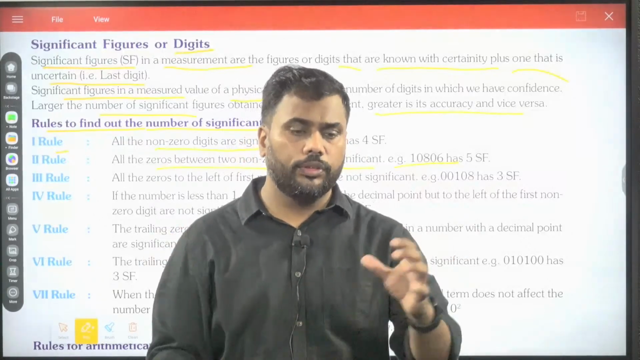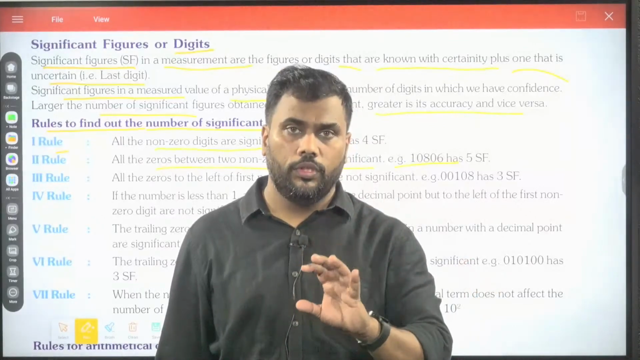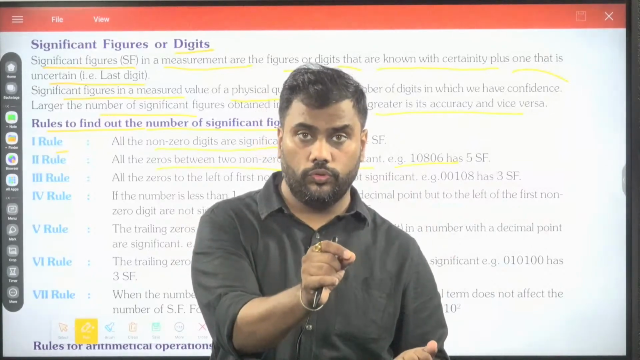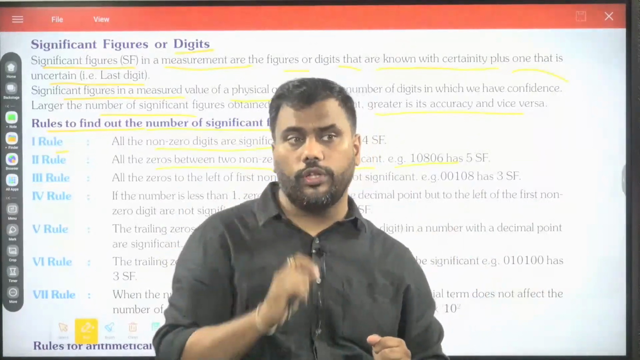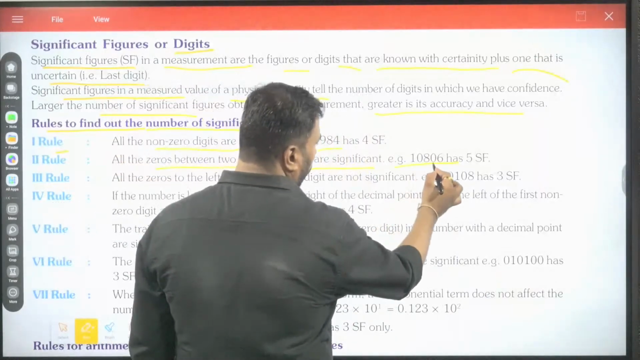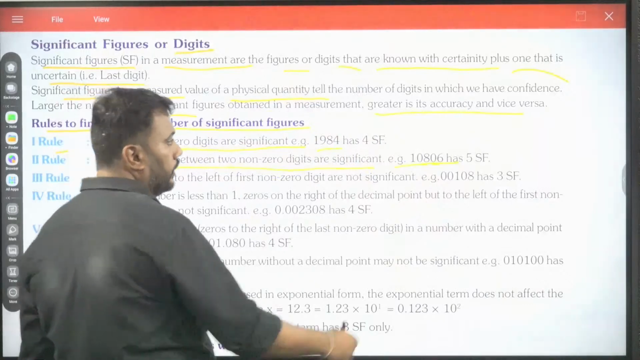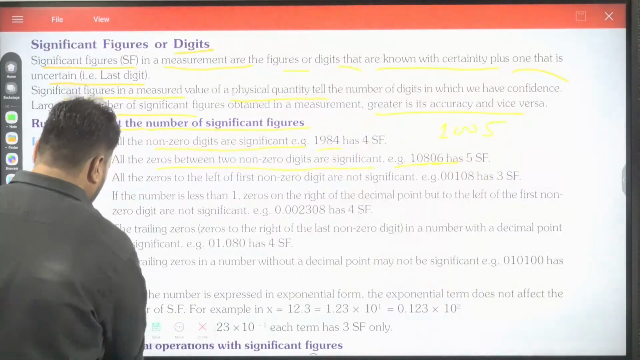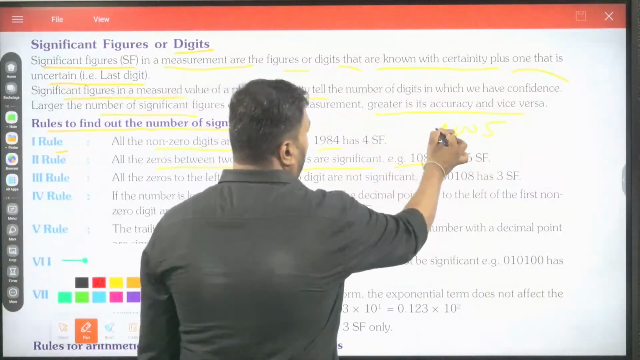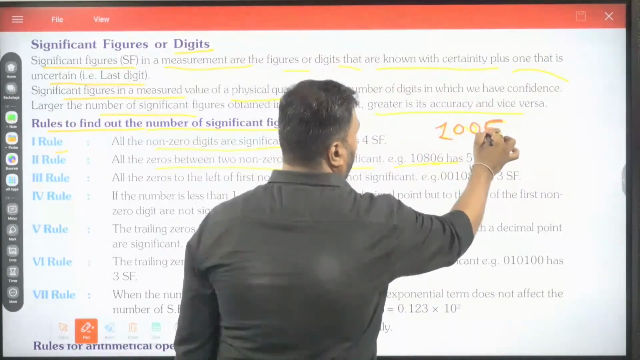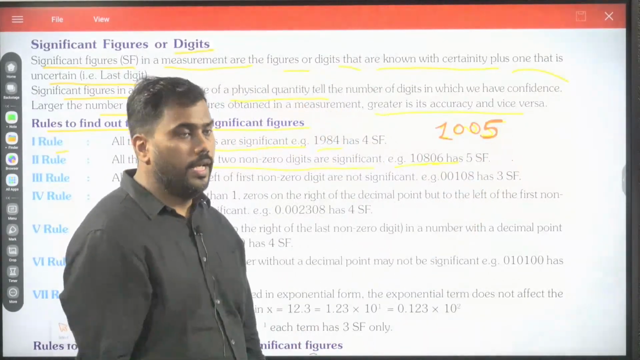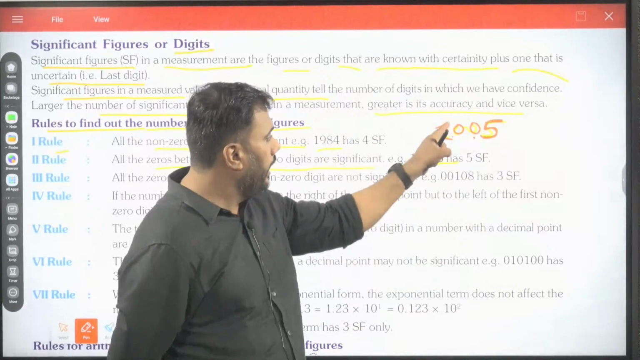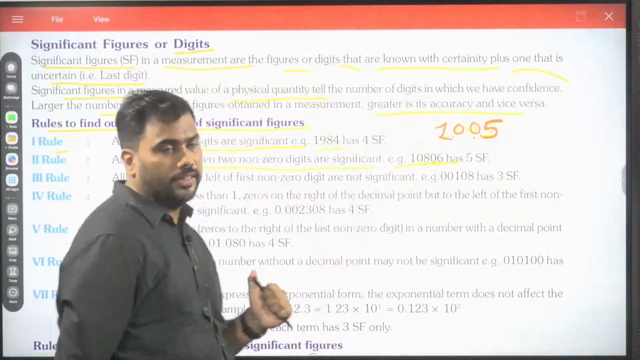Suppose a container contains 100 apples. So 100 is from measurement, those are significant. If the apple number is 102, the 0 which is included between two non-zero digits is also significant. Any 0 in between two non-zero digits is also significant. Number 1005 has 4 significant digits. Any zeros in between two non-zero digits are significant.